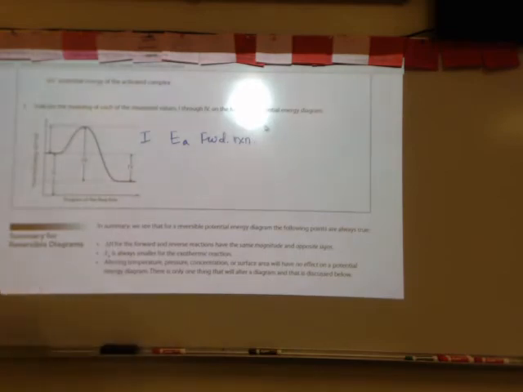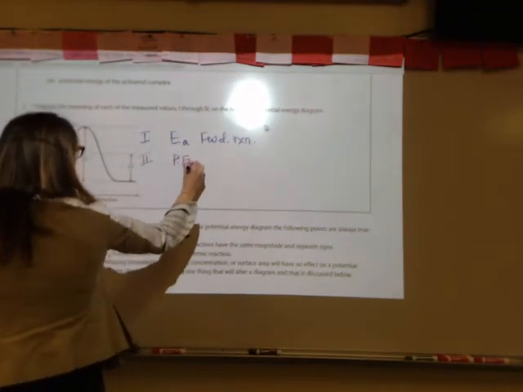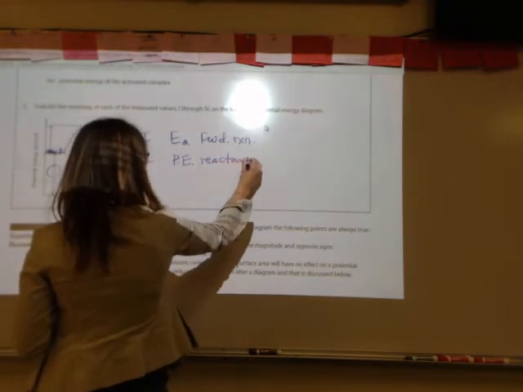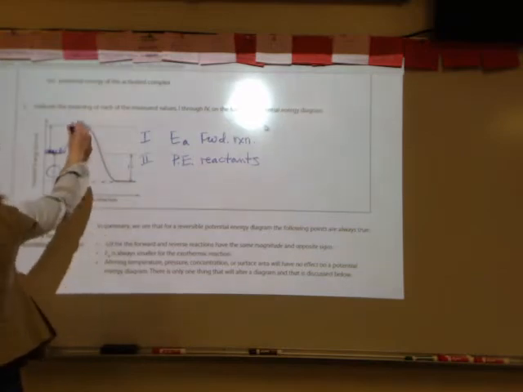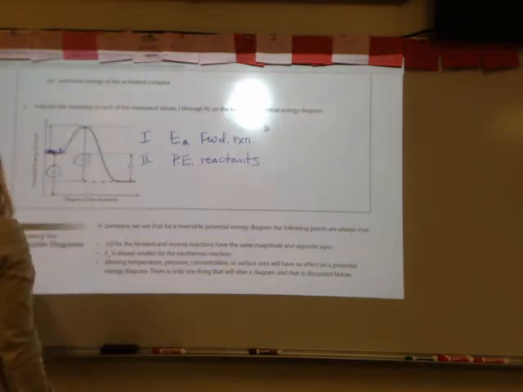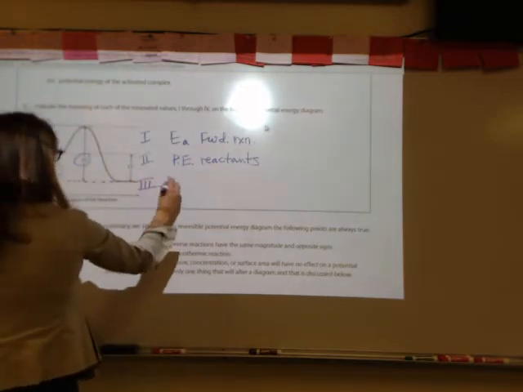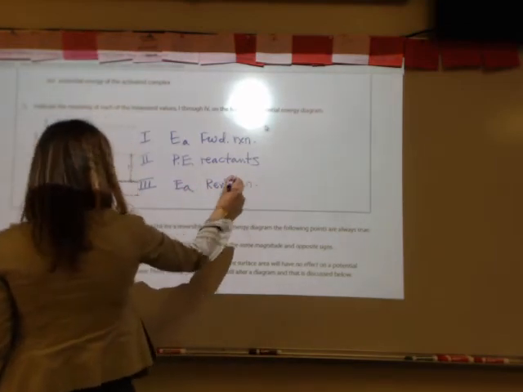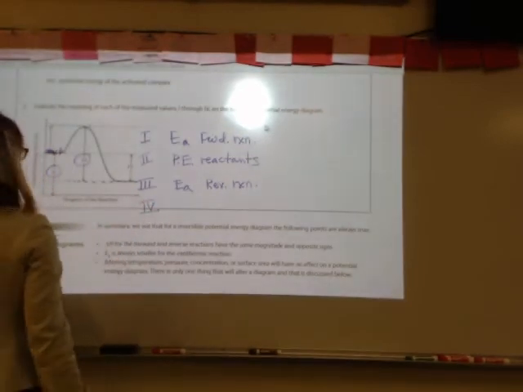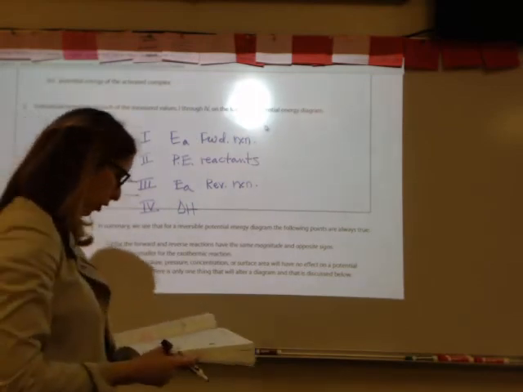Okay. For number 2 here, these are the reactants. So number 2 is going to be the potential energy of the reactants. Number 3 is between the product here and the highest point on the graph, which means this is going to be the reverse reaction's activation energy. And then item number 4, this is going to be the delta H of the reaction, the enthalpy change.